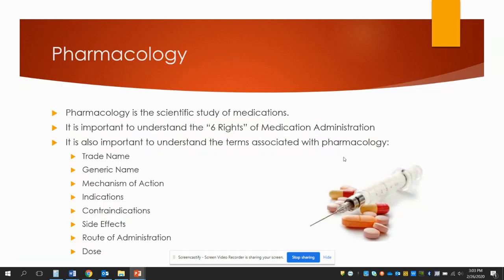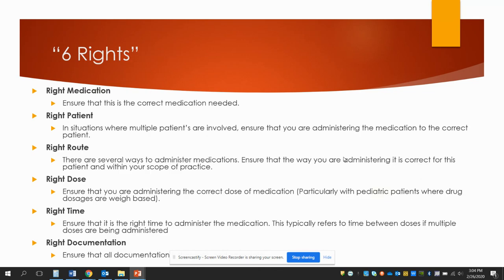So pharmacology itself is the scientific study of medications, all right? So we need to understand how that works. So make sure that you are looking in that textbook PowerPoint as far as the terminology that goes along with that, pharmacokinetics, how things are actually working inside of the body. We're going to specifically talk about the medications themselves, the trade names, generic names, mechanism of action, indications, contraindications, side effects, routes of administration, and doses that go along with those, as well as the 6 rights of medication administration.